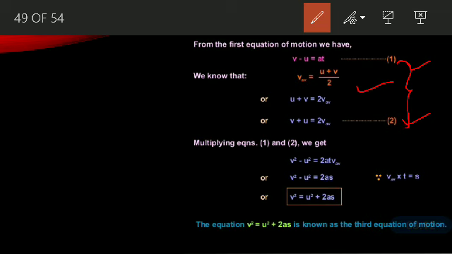Now multiplying equation 1 and 2. These two equations we will multiply. So we will get v square minus u square equals to 2 v av times t. Now since v multiplied by t is equals to displacement, velocity into time equals to displacement. So replacing v into t, we will get v square minus u square equals to 2as, or v square equals to u square plus 2as. This is the third equation of motion.